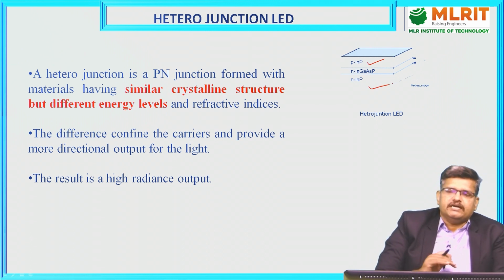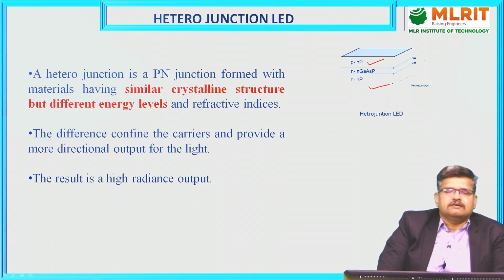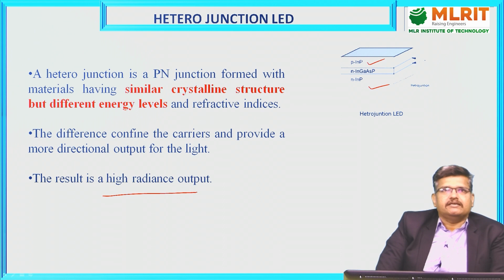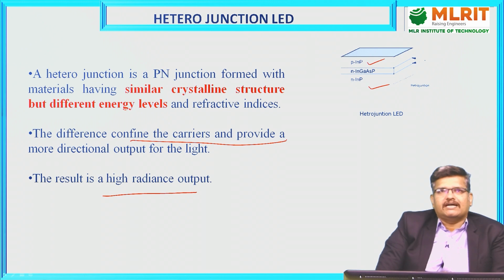Hence the name hetero: different structures of material are introduced in the band gap. We are using some indium gallium arsenide phosphide. If you use these different energy levels, then it creates a high radiance output. The major thing is that this difference confines the carriers and provides a more directional output for the light. That's why you prefer the heterojunction LED rather than the homojunction LED.